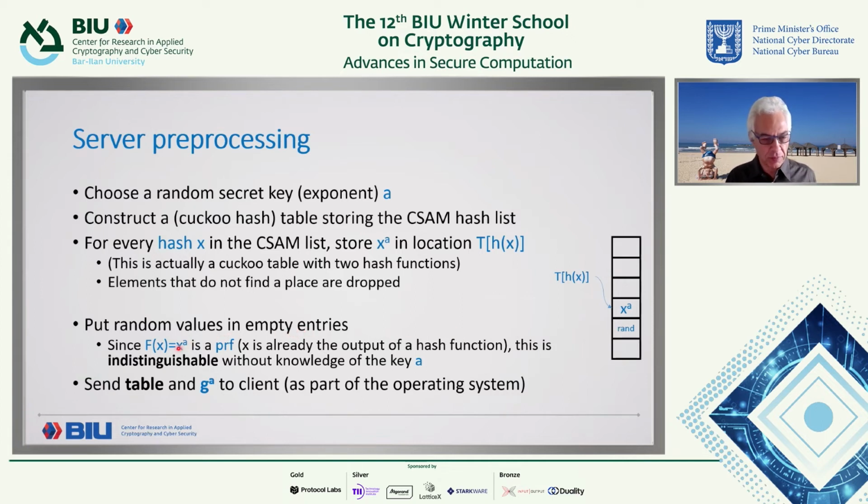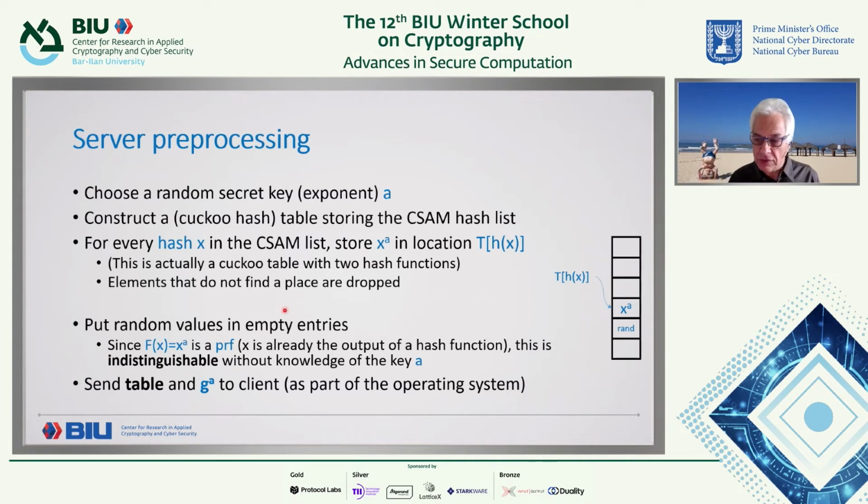Now, basically, what you compute here is X to the A in a Diffie-Hellman group where A is secret. And since X is already the output of a hash function, this is the pseudorandom function we discussed. So basically, what Apple stores is pseudorandom values. What Apple puts in empty entries is random values. So the whole table looks completely pseudorandom to users. They don't learn anything. So what the client gets as part of the operating system is this table and G to the A. So this all looks completely pseudorandom to them.